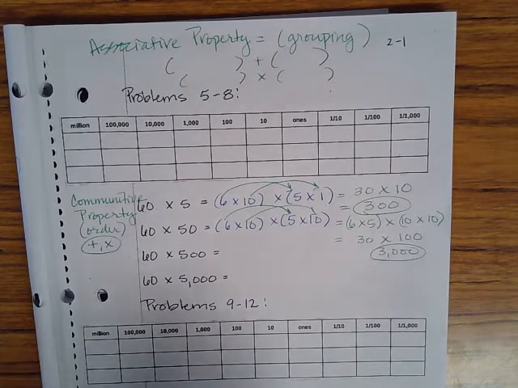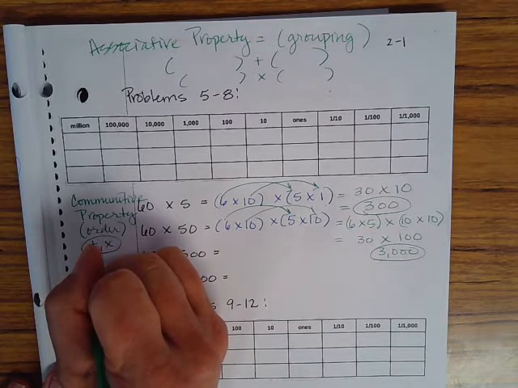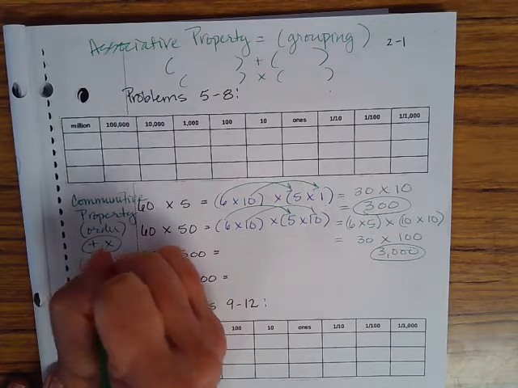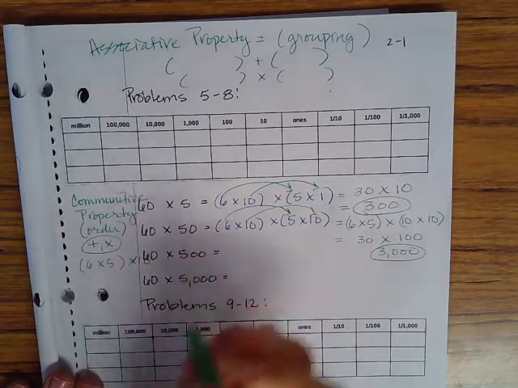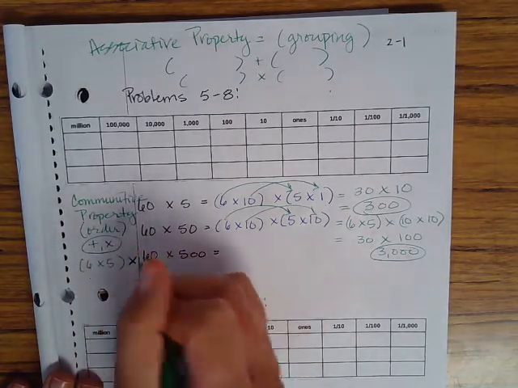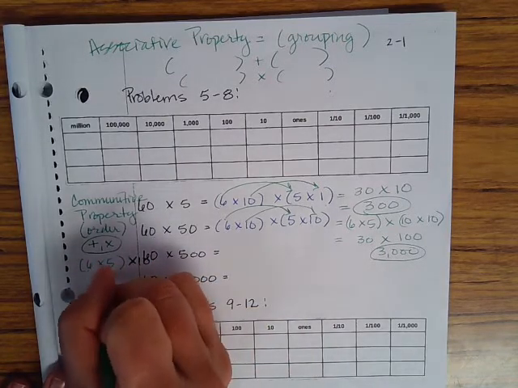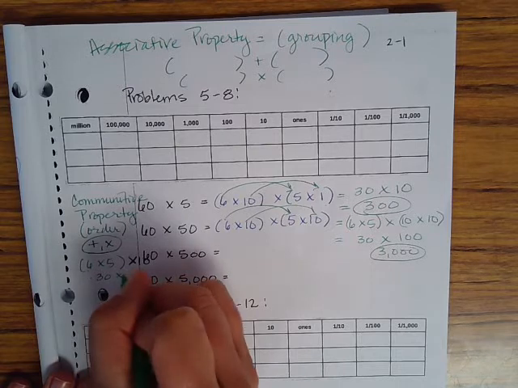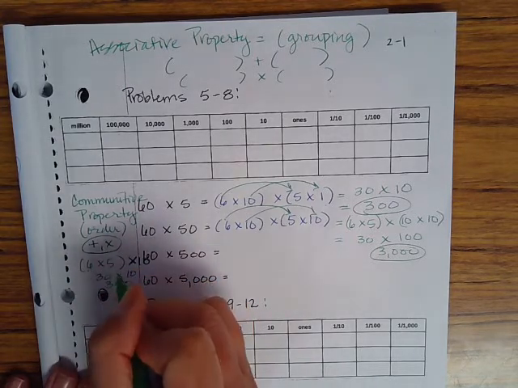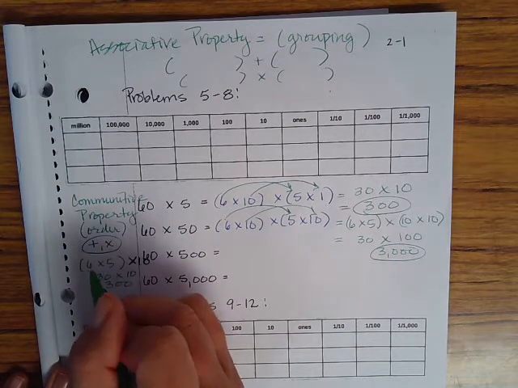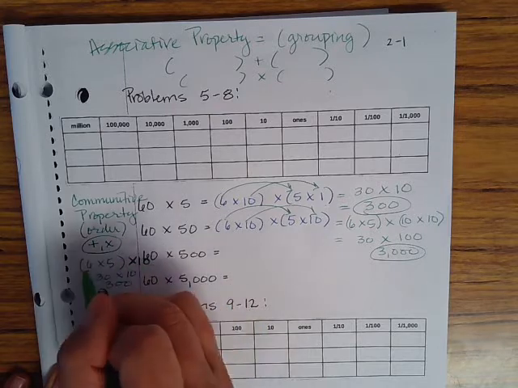So let me give you an example of 6 times 5 times 10. Well, 6 times 5 is 30 times 10, right? Is 300. But you could also, would it be easier to go 60 times 5 or 50 times 6?